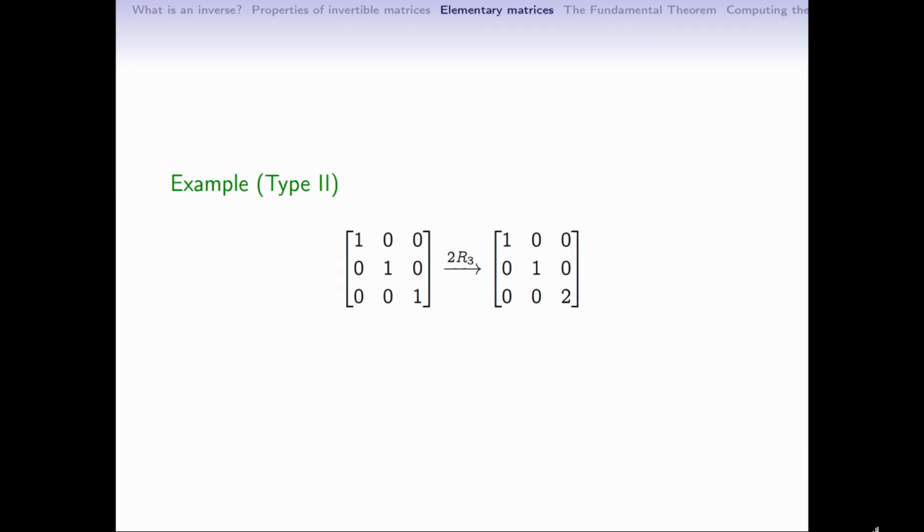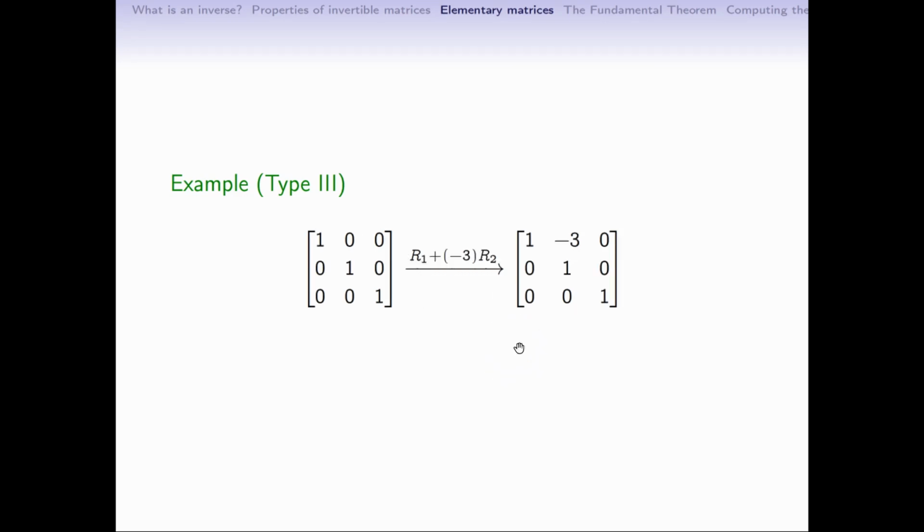Here's an example of a type 2 operation. I'm scaling row 3 by a factor of 2. And you can see that this matrix here on the right is an example of an elementary matrix. Finally, here's a type 3 operation. In this case, I'm going to take the identity matrix, scale row 2 by a negative 3, and add that onto row 1. So the result here on the right is an example of an elementary matrix.